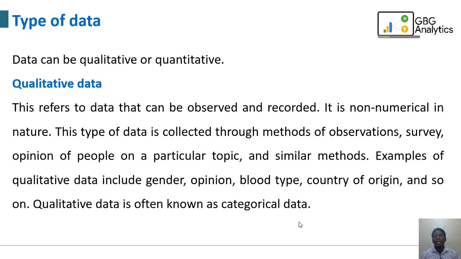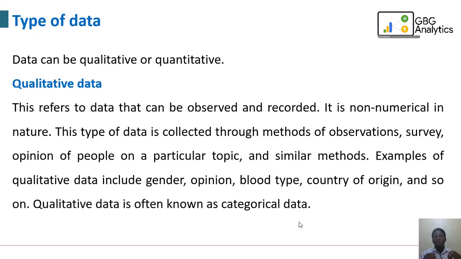As you know, gender is either male or female. Or the opinion of people, it may be strongly agree, agree, disagree, strongly disagree, or neutral. This qualitative data may also be blood type. As you know, we have different forms of blood type. Qualitative data may also be country of origin. I came from Kenya, you may come from Somalia or North Sudan. This qualitative data is also known as categorical data.